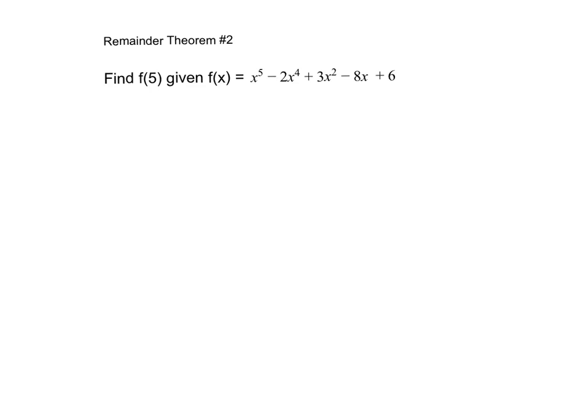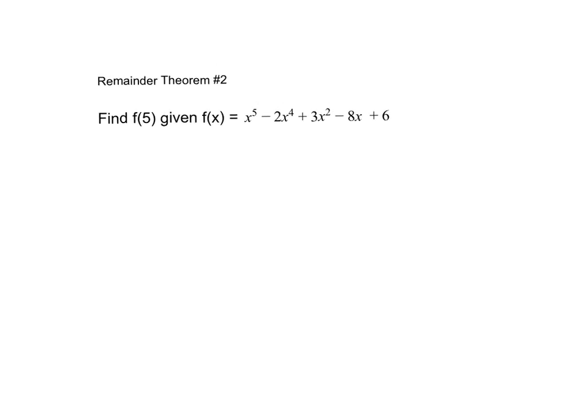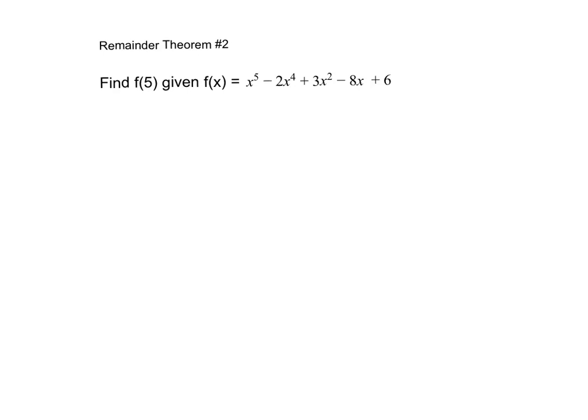Second problem, using the remainder theorem. I'm going to use synthetic division again. Again, you can use long division if you really wanted to, but I find synthetic division's easier. So I'm going to do the upside down thing. I'm going to put the 5 out here because, again, it's not a factor.